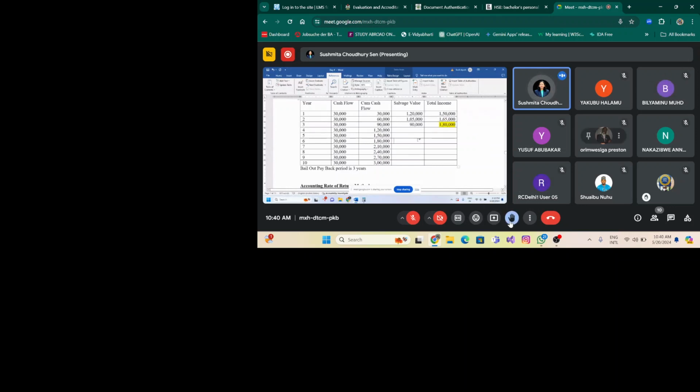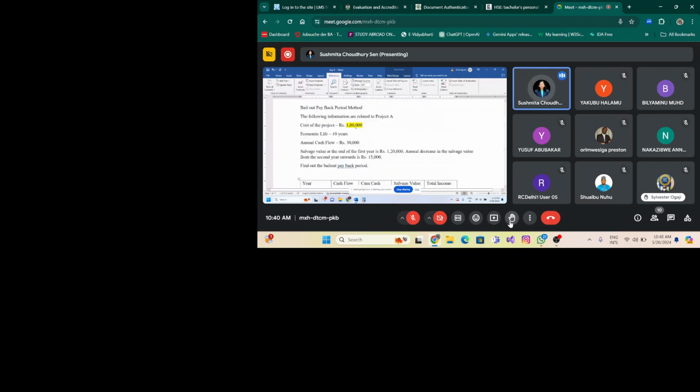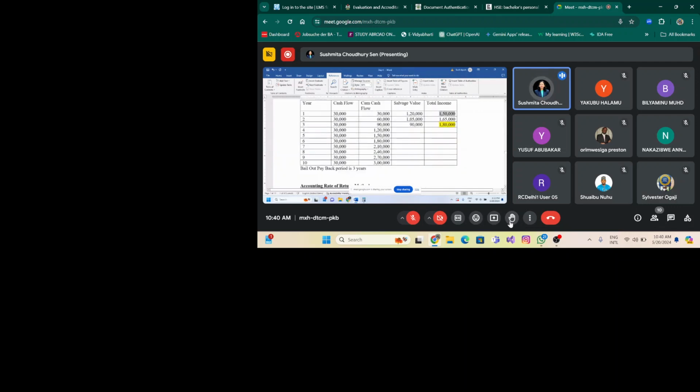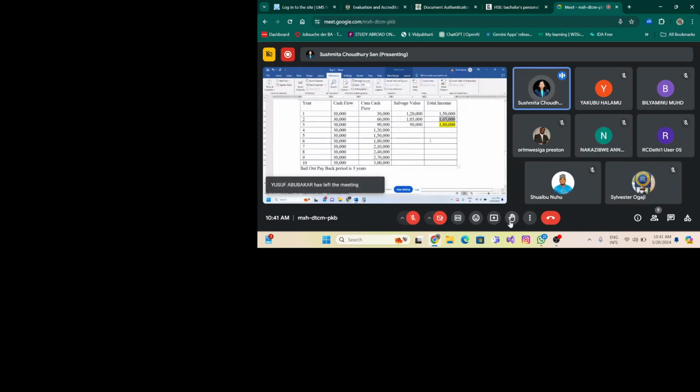So bailout payback period says, suppose you would like to sell your project in between its life, then when your investment will come back to you, after how many years? So in the first year, you see it is less than 1,80,000 because this is your investment, 1,80,000 rupees. So in the first year, you're getting less than 1,80,000 rupees. So not recommended to sell the project. In the next year also, you are not getting 1,80,000 rupees. So again, not recommended. You will be getting some losses.